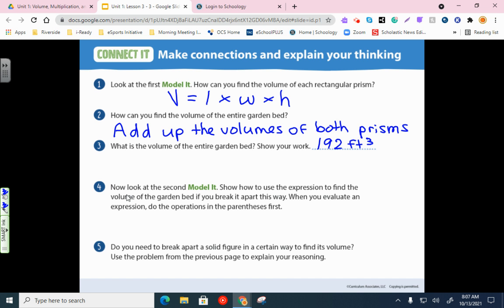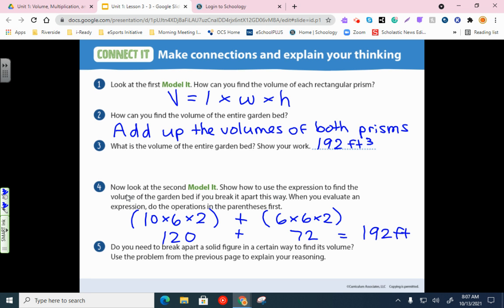Now, we have not gone over and reviewed the order of operations, but what they're basically asking is this. So our left-hand side was 10 times 6 times 2, and we put all those in the parentheses. And in the right-hand side, we do 6 times 6 times 2. And then we took those totals and added them together. So we could have done this all in one step, but I broke it out into a left-hand side and right-hand side. And this became 120 plus 72, and that equaled 192 cubic feet.